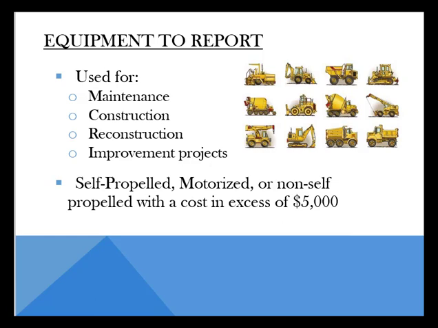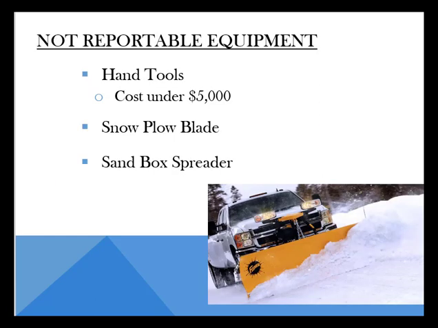Equipment is only reported on this tab if it is used for street work and it is one of the following. It is self-propelled, it is motorized, or it is not self-propelled, but it had an initial cost of over $5,000. Equipment that is not self-propelled but is used exclusively for snow or ice removal does not need to be reported. This means plow blades that are $8,000 or slide-in sanding units, those types of things don't get reported.